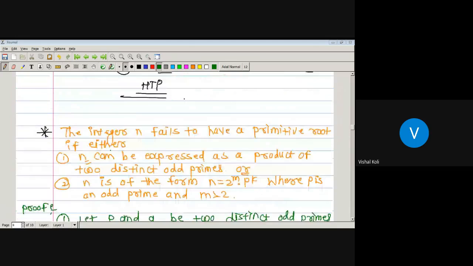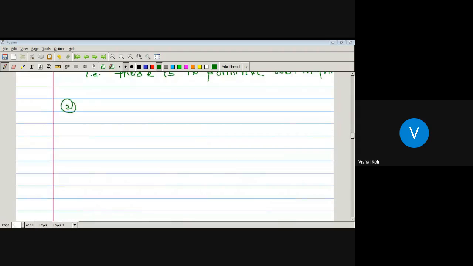Now the second case, let n is equal to 2 raised to m into p raised to k. Okay, but as 2 is an even integer and p is an odd prime, then what is the GCD of 2 raised to m comma p raised to k?